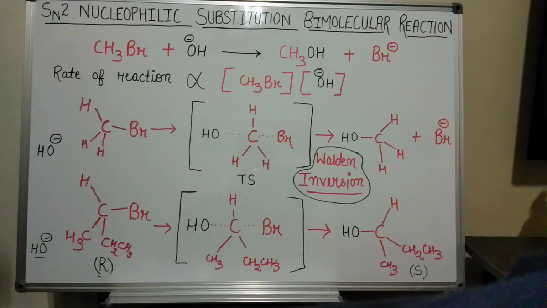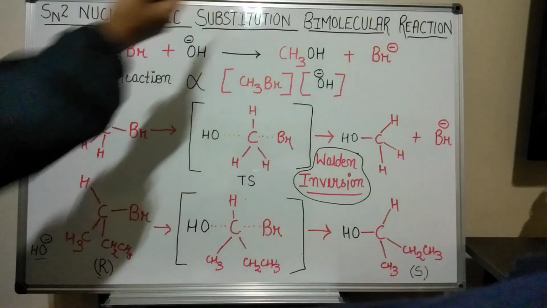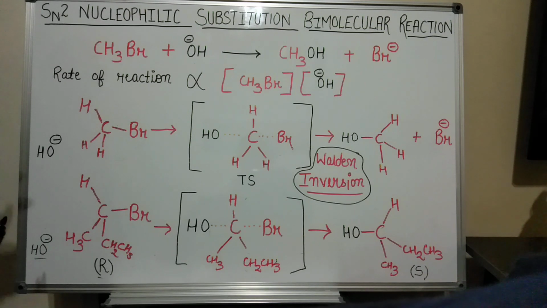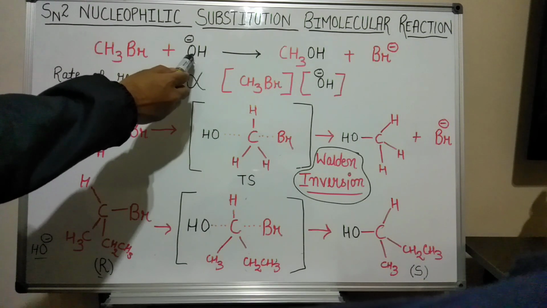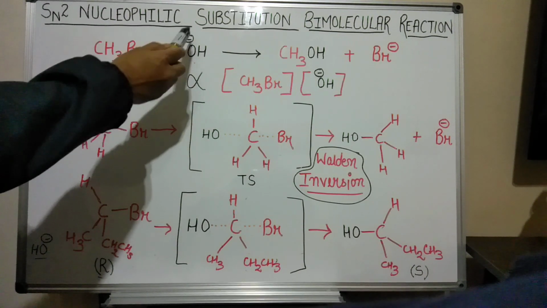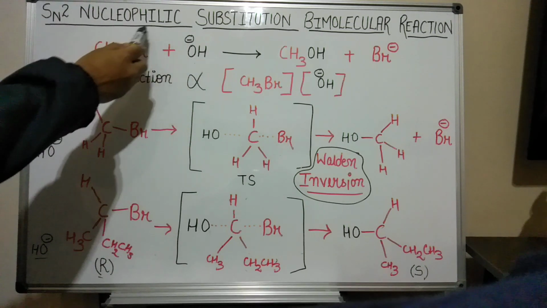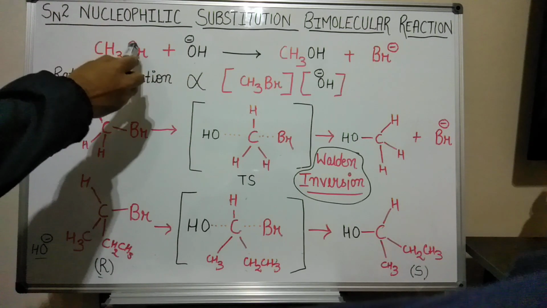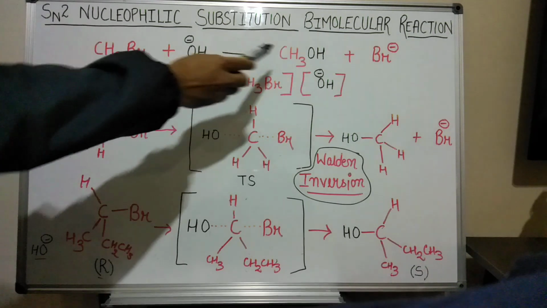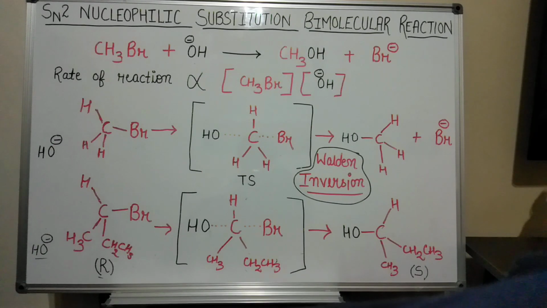So first, why is it called nucleophilic substitution? And the answer is very simple. The hydroxide ion is acting as a nucleophile and it is substituting bromide. In other words, it is knocking bromide out and forming methanol.